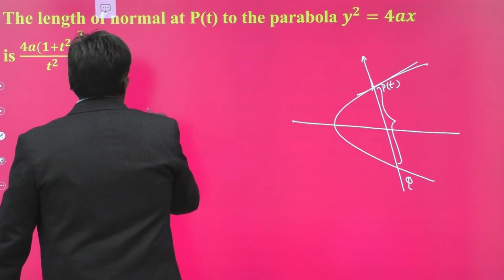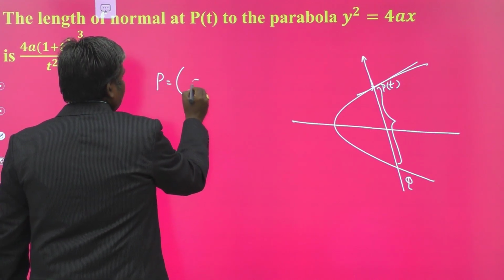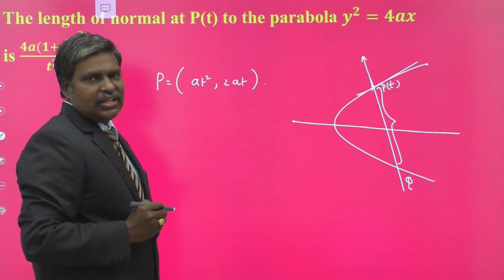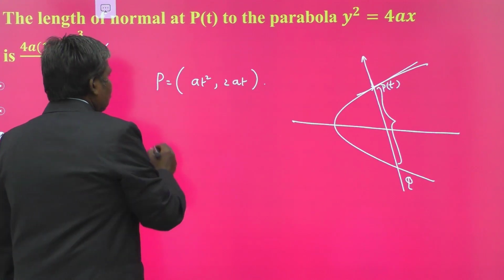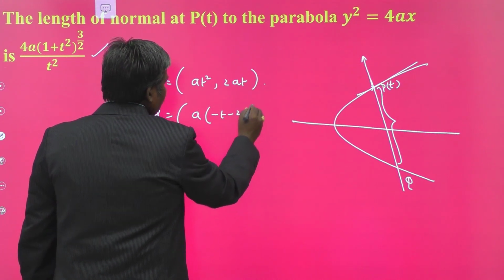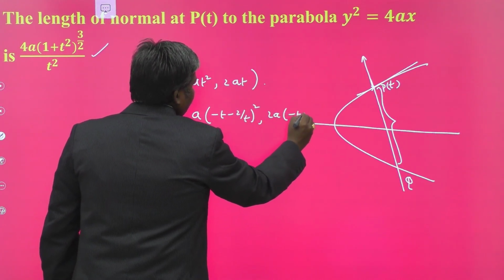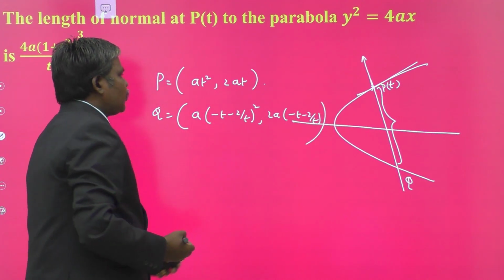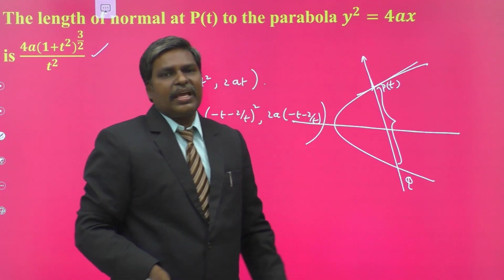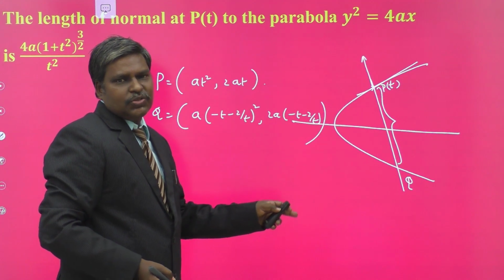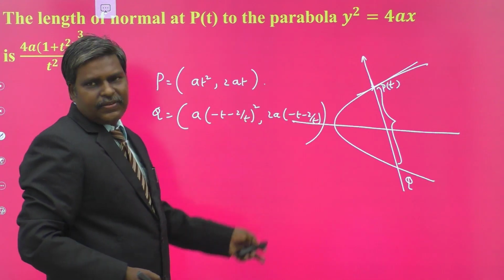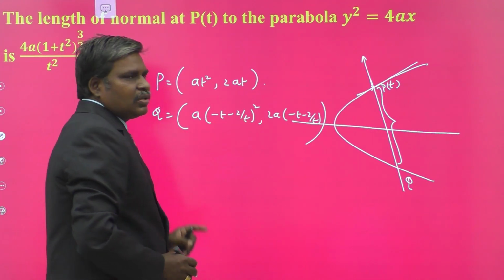So what are the coordinates of p? P is any point on the parabola. Its coordinates are, my dears, at square comma 2at. The coordinates of p are at square comma 2at. Now what are the coordinates of q? a into (minus t minus 2 by t) whole square comma 2a into (minus t minus 2 by t). Am I correct or not? Suppose the normal at p of t intersects at t dash, then t dash is equal to minus t minus 2 by t. The relation between t and t dash is t dash equal to minus t minus 2 by t. So I write the coordinates of q in terms of t here itself.